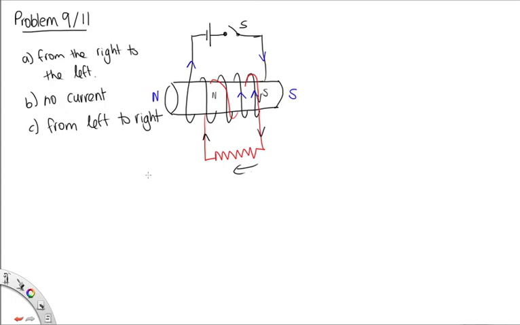And part D says when switch S is held closed, which end of the coil acts as the north pole? Well, we've shown it's the left end. You can do that with just your right hand rule.